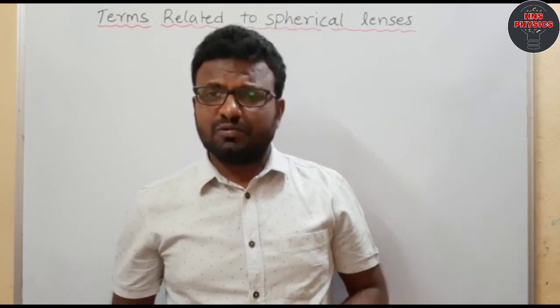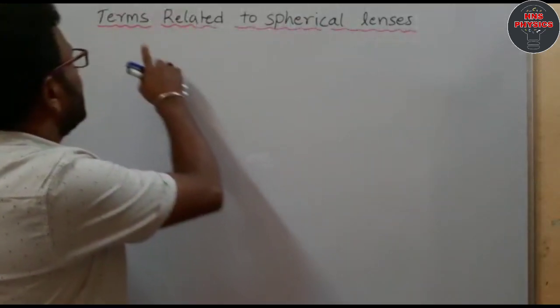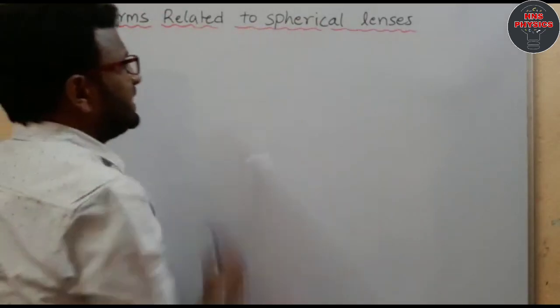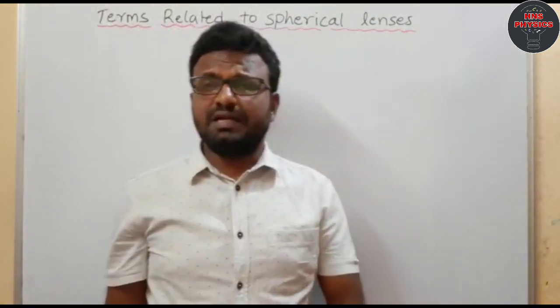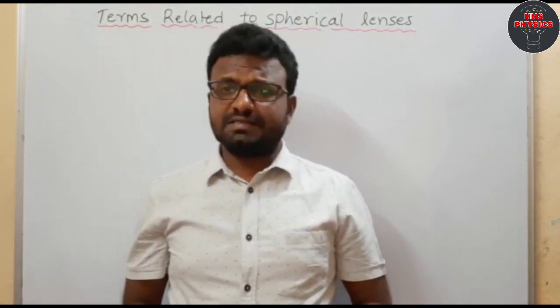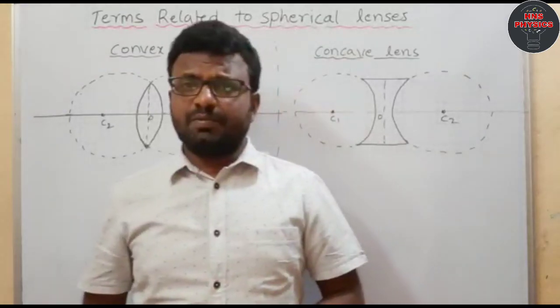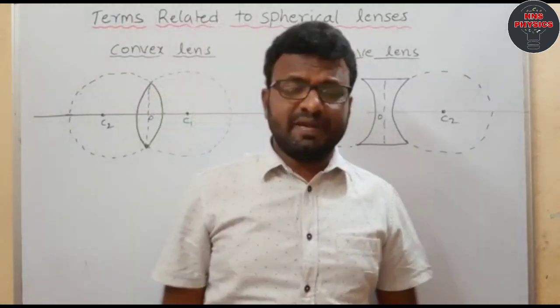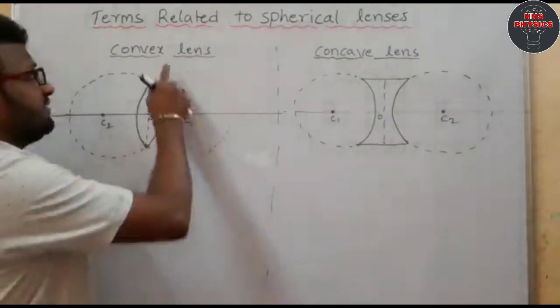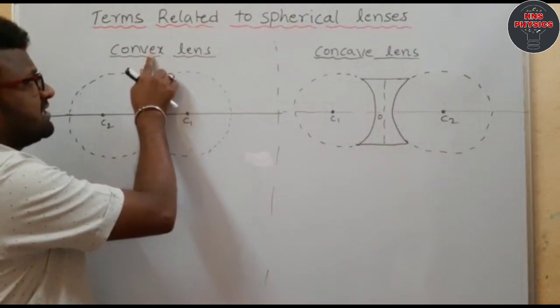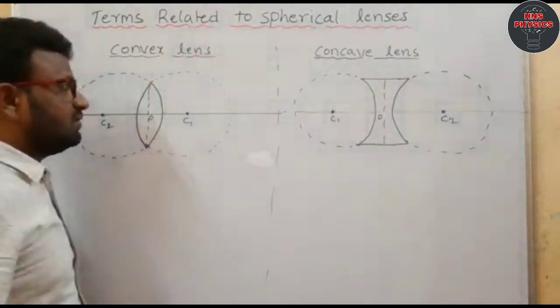So let's start here. Today's concept is terms related to spherical lenses. Here we have two types of lenses: one is the convex lens and the other one is the concave lens.